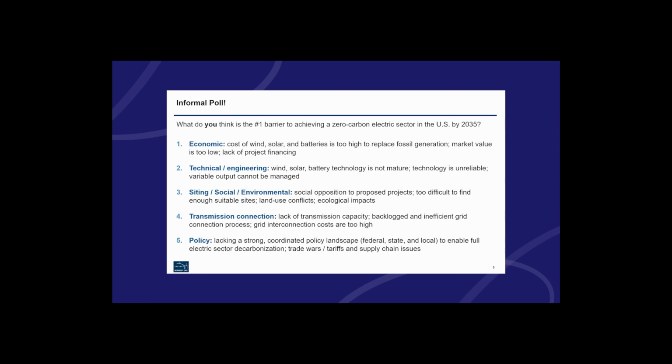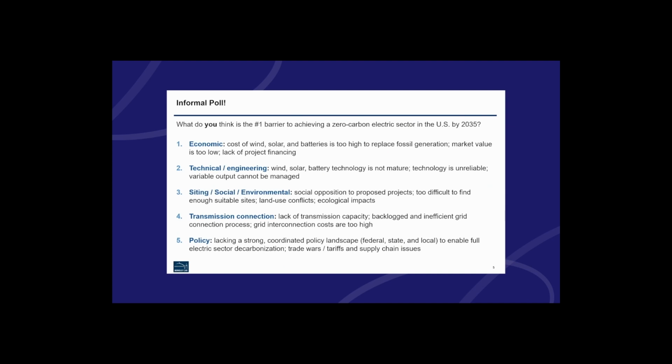So yeah, and I'm going to stress, of course, it's all of these things. But in my talk today, I know this is a physics audience, you guys are very technical, engineering focused. There are technical and engineering issues that we need to address. But I'm going to focus my talk on things that maybe we focus a little bit less on: siting, social, environmental, and transmission connection. I'll spend a lot of time talking about transmission.